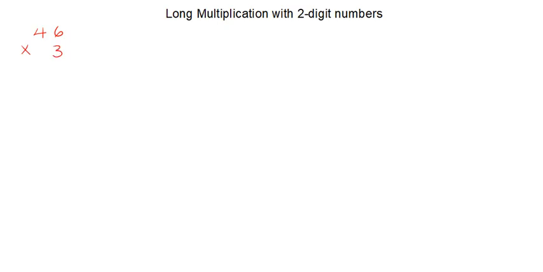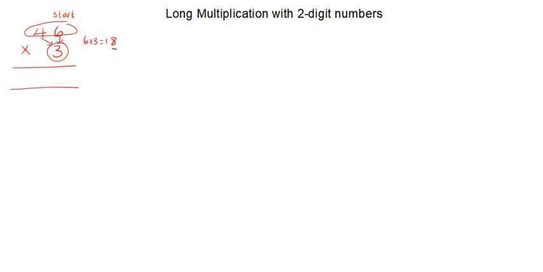Now 3 is just one digit. So when you are multiplying, you're only going to get one row of answers because the 46 is only getting multiplied by one number. So we're going to work out what is 6 times 3 and then the 4 times 3. Remember, we always start in the units column. So 6 times 3, we know is 18.